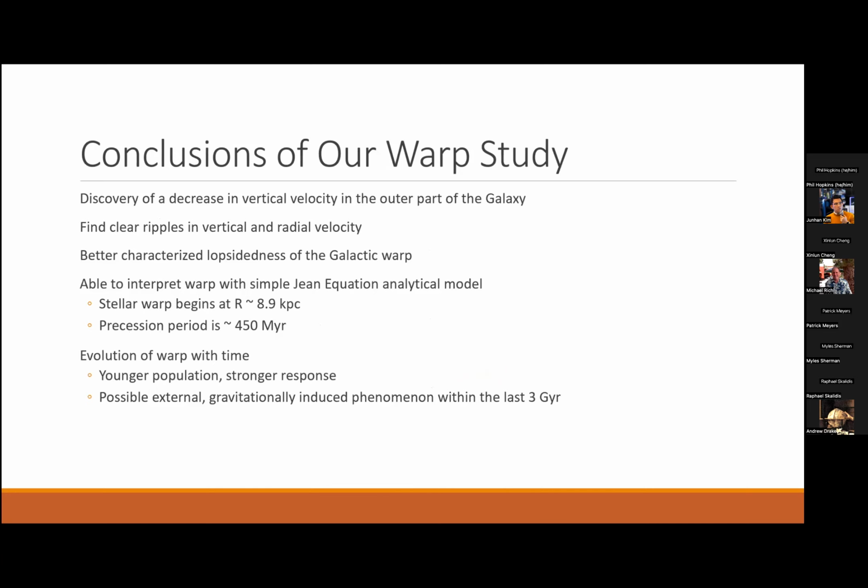So, in conclusion, we are the first to discover a decrease in vertical velocity in the outer part of the galaxy. We found clear ripples in both vertical and radial velocity structure. We are capable of better characterizing the lopsidedness of the galactic warp. We are able to interpret the warp with a simple Jeans equation analytical model. The warp begins at around 9 kiloparsec, and the precession period is around 450 megayears. The warp does show some kind of evolution with time: the younger the population, the stronger the response. And it is possibly caused by an external gravitationally induced phenomenon within the last 3 gigayears.